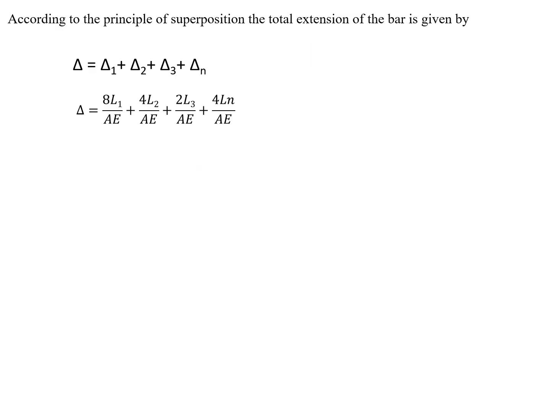So already we discussed what the principle of superposition is. The principle of superposition says that the total deformation of the member is equal to the summation of the deformations of the individual sections. So previously we found the deformation for the individual sections, that is AB, BC, CD and DE. Then delta is equal to the summation of the deformations of all the sections. So thank you.